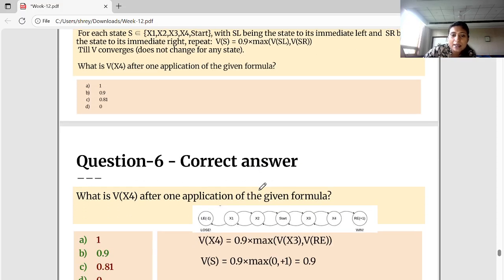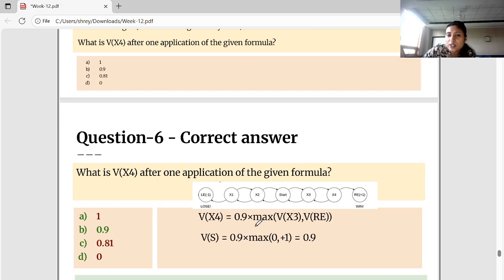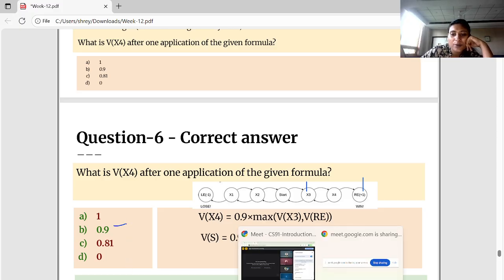So we will say the value of x4 is 0.9 into the maximum of x3 or RE. So x3 is 0, RE is +1, the maximum is +1. So +1 into 0.9 is equal to 0.9. So the answer is 0.9. Is this correct? Is this clear to you? Is this question clear?